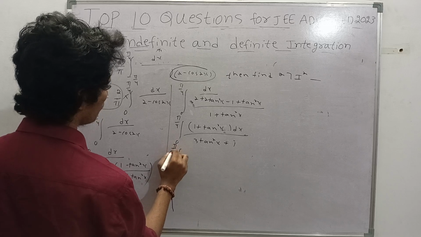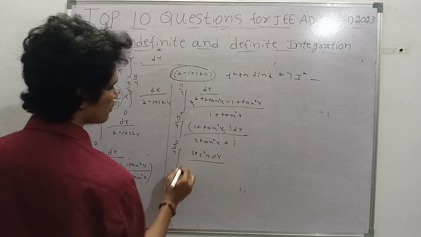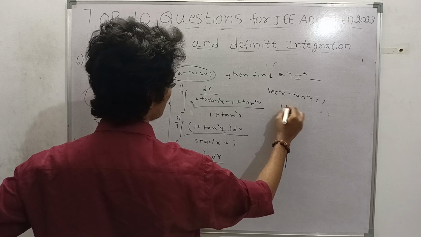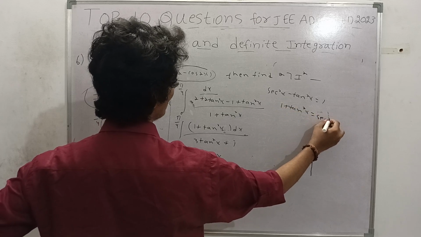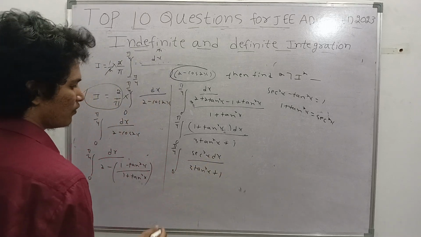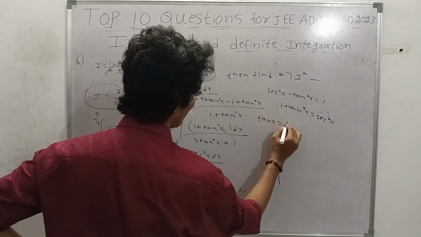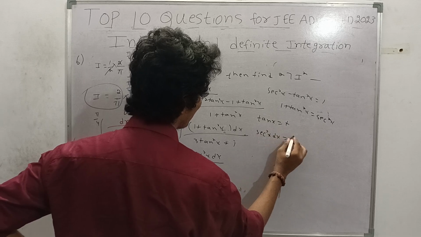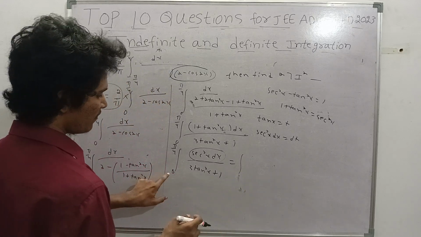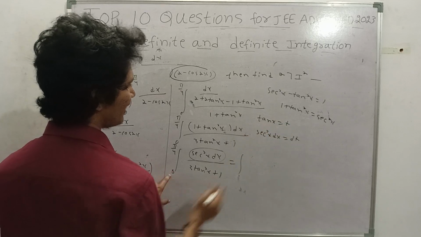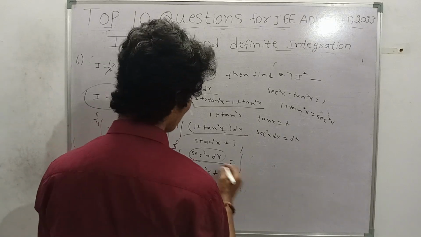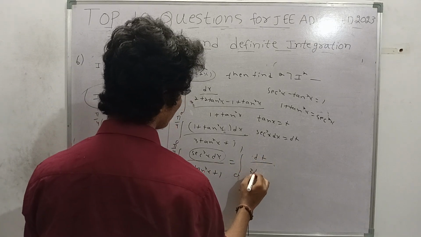Now 0 to pi by 4, it will be secant square x dx, since 1 plus tan square x equals secant square x. You already know this relation, secant square x minus tan square x equals 1. So I replace this, and the denominator is 3 tan square x plus 1. Now listen carefully. If I take the substitution tan x equal to t, then secant square x dx is dt. Now we have to change the limits. When x is 0, t is 0. When x is pi by 4, t is 1. So 0 to 1, it will be dt divided by 3t square plus 1.